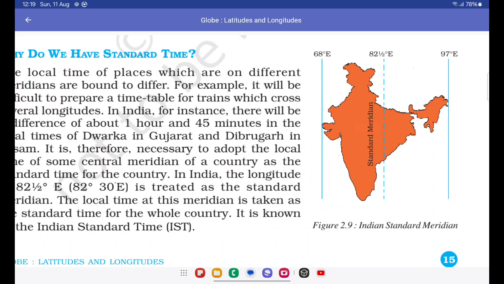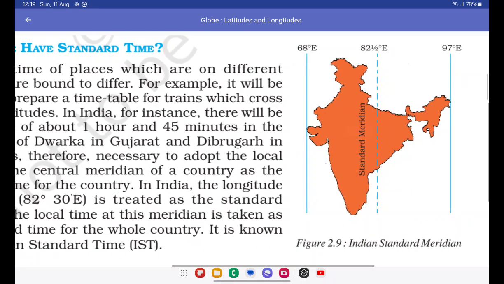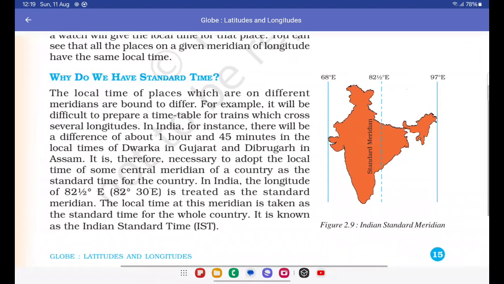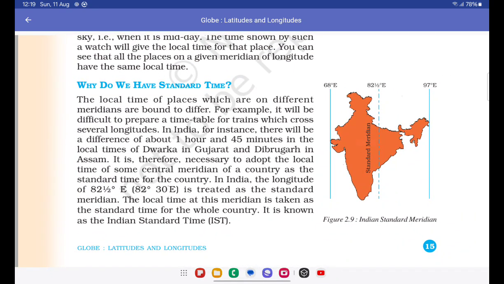But on the whole, in the whole of the country, we have a standard time. We have a standard meridian. It's similar to the prime meridian, but now, instead of the earth, we're taking India, and we take an imaginary line going to the center of our country. This is the center point from where we will take our time.